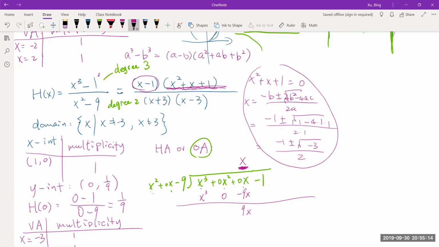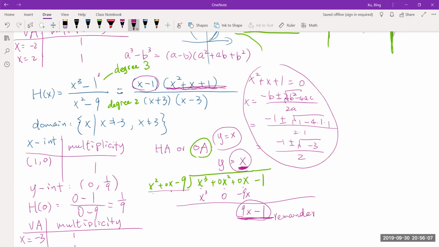All right, so now bring down the next term, -1. You cannot divide 9x minus 1 by x squared minus 9 anymore, because the degree of 9x minus 1 is lower than that. So you're pretty much done. This is the remainder, but the remainder doesn't help us. What we want is here. This gives you the oblique asymptote, which is y equals x. Y equals the quotient is the oblique asymptote. Any questions so far on how I got the oblique asymptote?